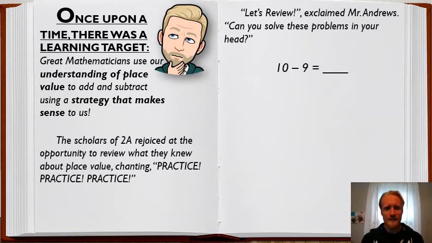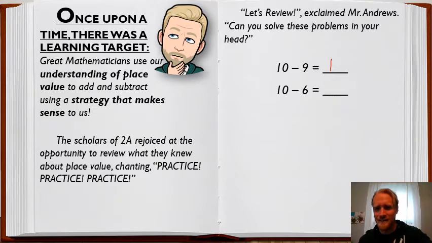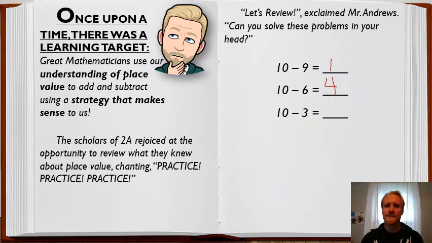All right, so 10 minus 9 is, you got it, 1. Nice. 10 minus 6? Excellent, 4. And 10 minus 3? Exactly, 7. Nice job. Give yourself a kiss on the brain. All right, so let's do 3 more. See if you can make the connection between the first 3 and these next 3.